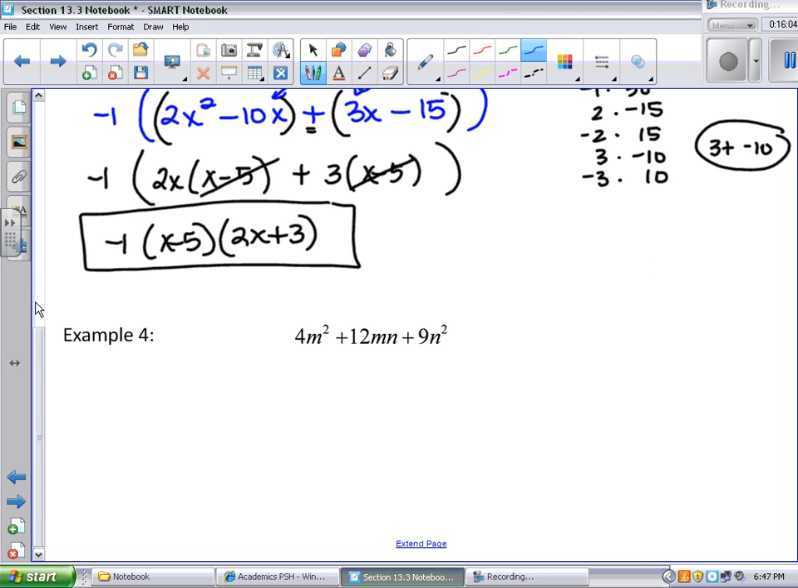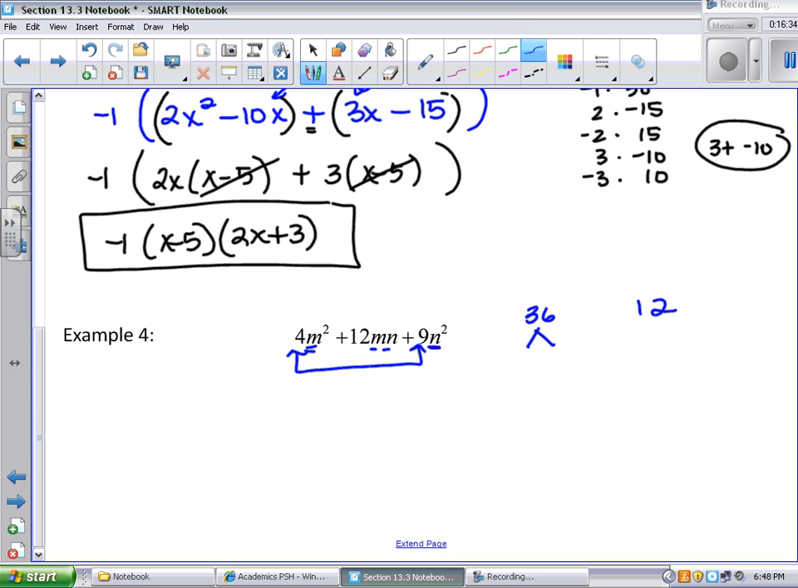4m squared plus 12mn plus 9n squared. Again, as long as I have a square on the first term and a square in the last term and one of each of those in the middle, I know when I factor it, I'm going to have factors with m and factors with n. So I'm going to basically go along the same route. 4 times 9 is 36, and I need factors of 36 that add up to 12.